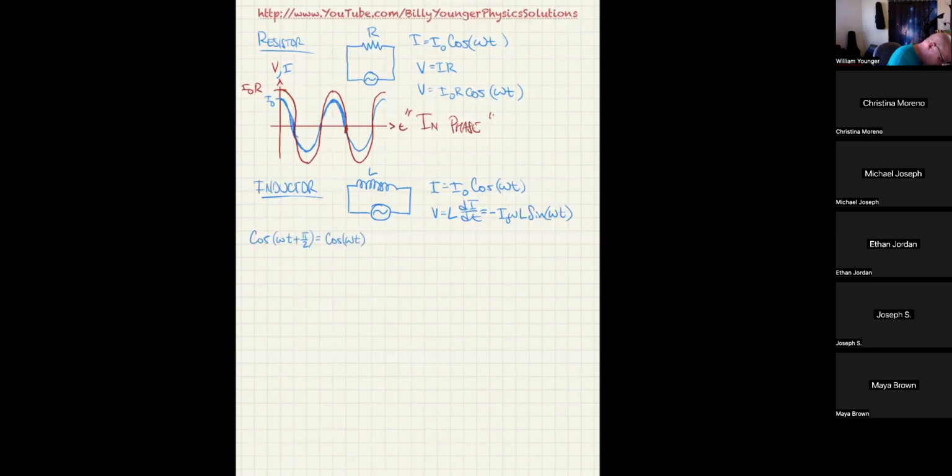Cosine omega t times cosine pi over 2, and then minus sine omega t sine of pi over 2. Okay. Now, in this case, cosine of pi over 2 is 0. We can see that right here.